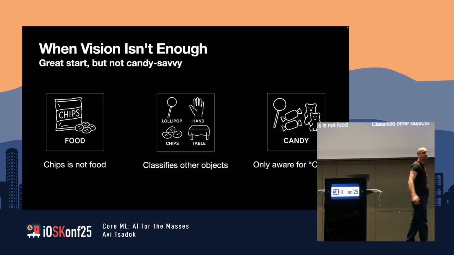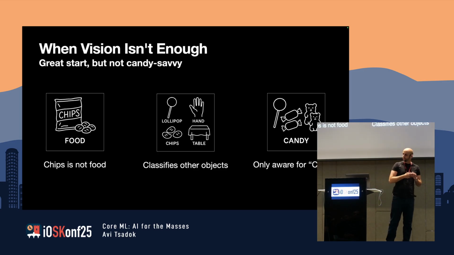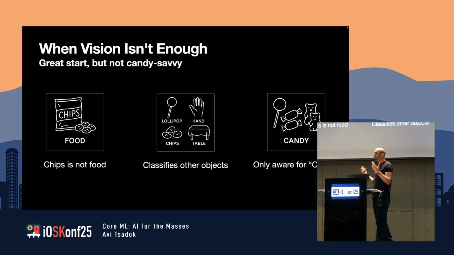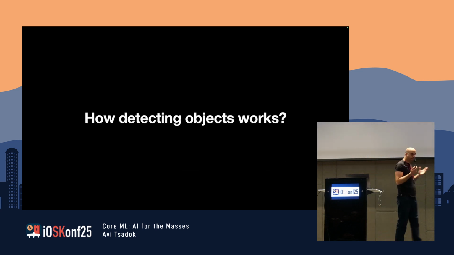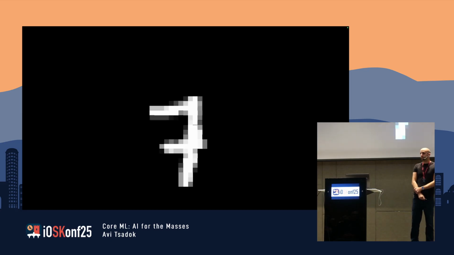The second thing is that it also classifies other objects in the image, and we want to focus solely on candies. And the third one is that it's only aware of candy. It doesn't identify or distinguish between Milka, M&M, Twix, Snickers, or whatever we want it to classify. So that's a problem. And in order to solve that problem, we need to understand how detecting objects works in Vision Framework or in general with neural networks. So how does it work? Well, let's start with this image.